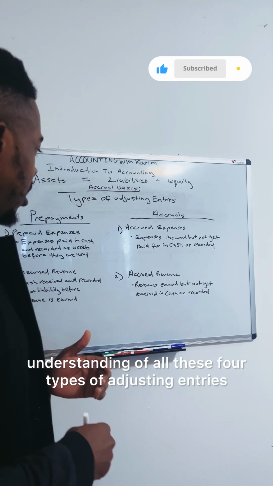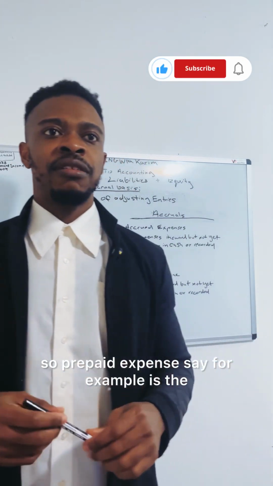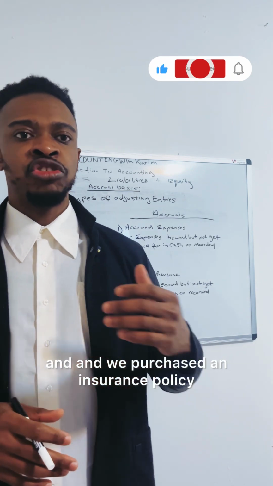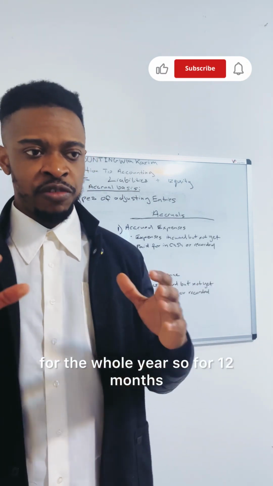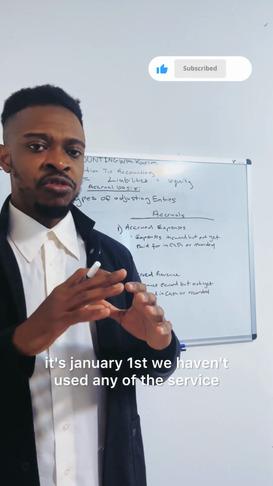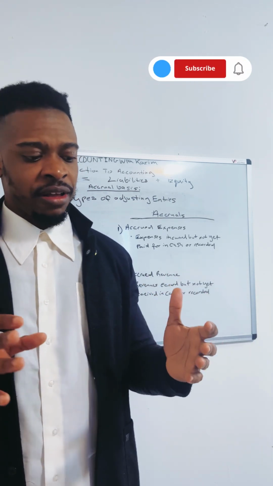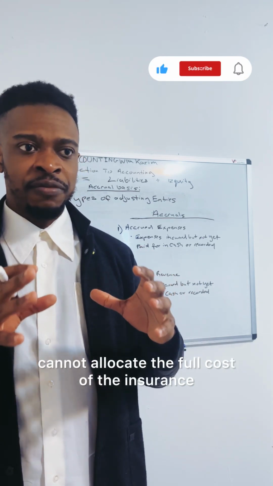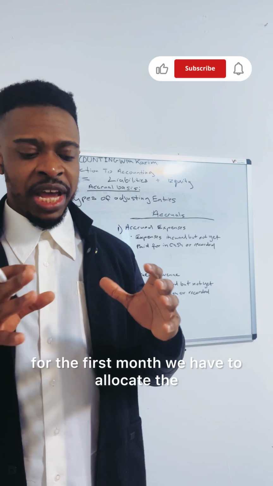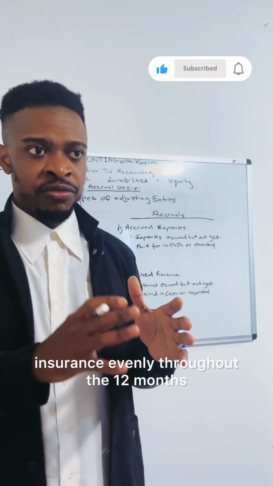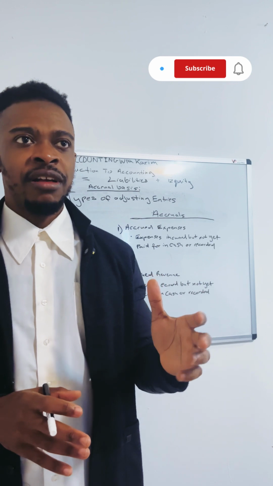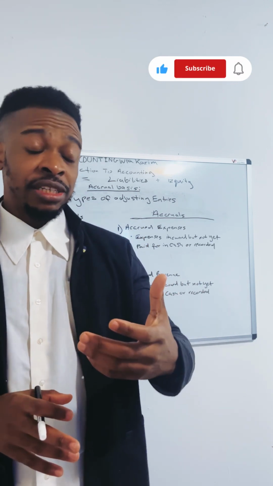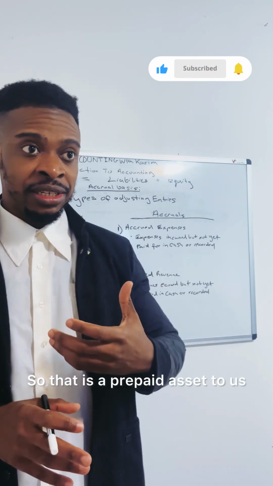of adjusting entries. So prepaid expense, say for example, it's the start of the fiscal year and we purchase an insurance policy for the whole year, so for 12 months. It's January 1st. We haven't used any of the service, that's number one. And for the first month, we cannot allocate the full cost of the insurance for the first month. We have to allocate the insurance evenly throughout the 12 months. So on January 1st, that is a prepaid asset because we haven't used any of the services yet. So that is a prepaid asset to us.